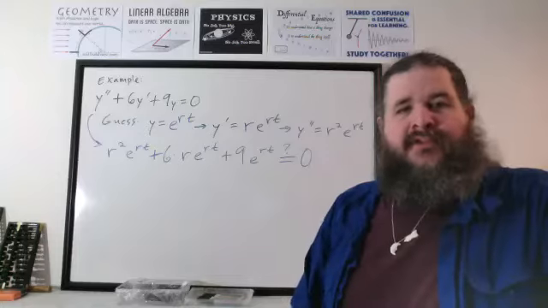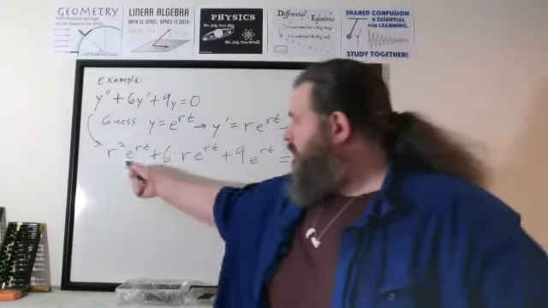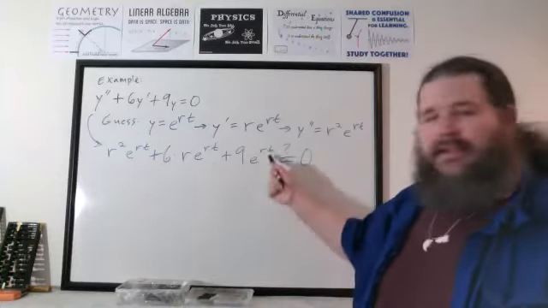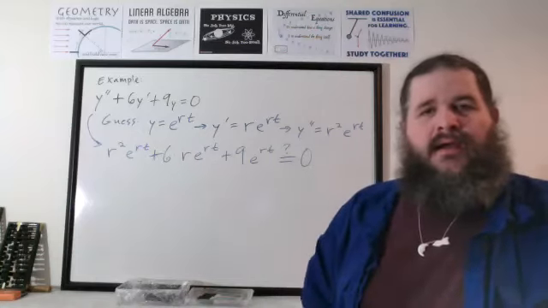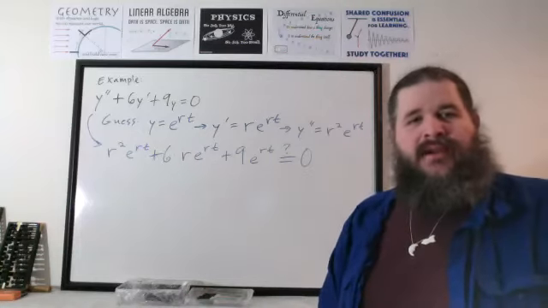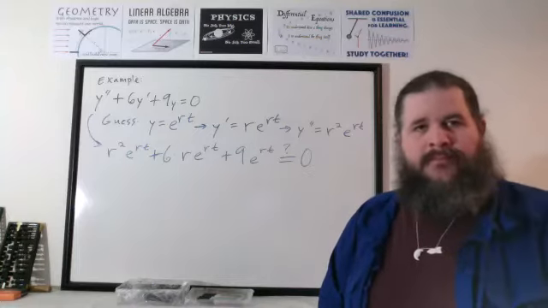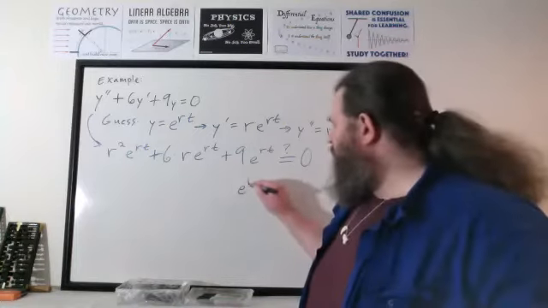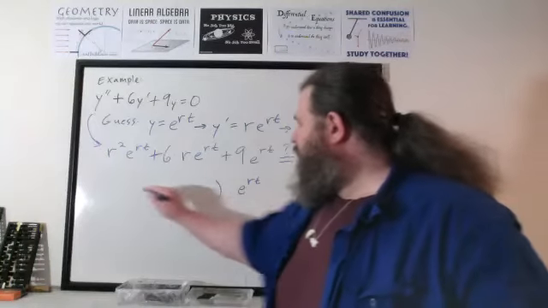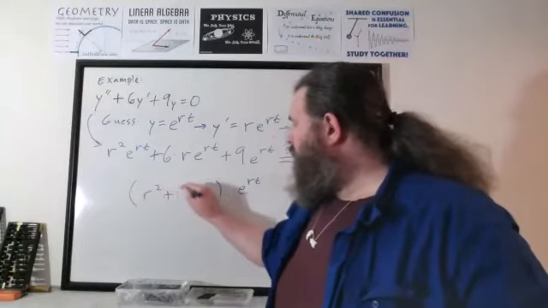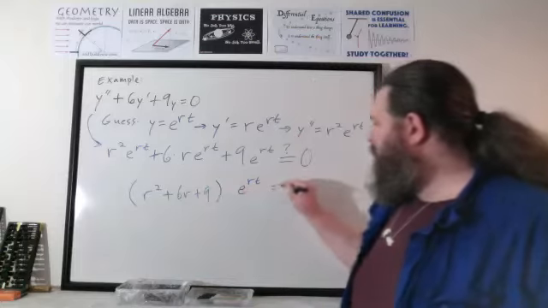And it seems at least possible for this to add up to 0 because we've got something e to the rt plus something e to the rt plus something e to the rt. But since e to the rt shows up in every single one of those, what can we do with that? You could pull it out, right? Yeah. So we can factor out that e to the rt. We're left with r squared plus 6r plus 9.